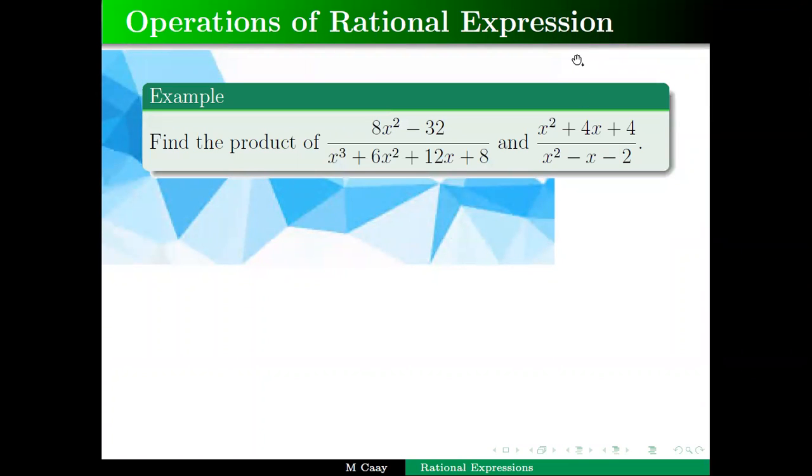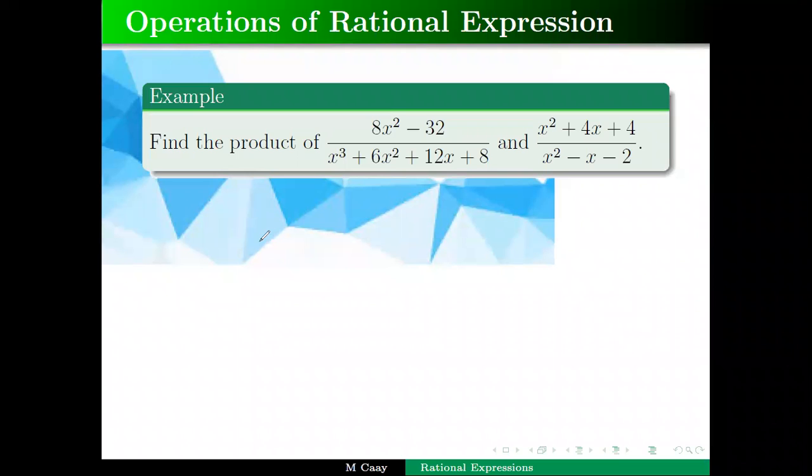Okay, let's consider this for example now. I have 8x squared minus 32 all over x cubed plus 6x squared plus 12x plus 8, and I have x squared plus 4x plus 4 all over x squared minus x minus 4. So this might be a little bit complicated. Not really complicated. It's just that we need to have our prior knowledge with special product factoring. So let's try this way.